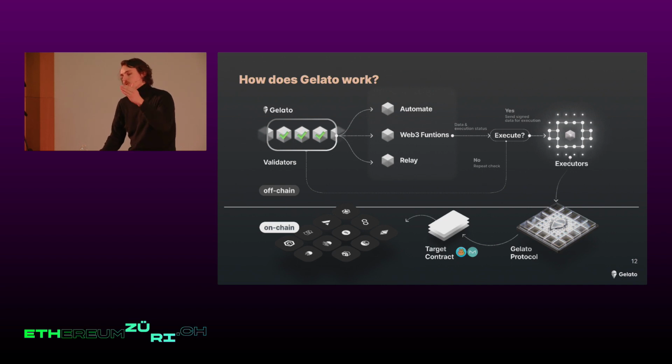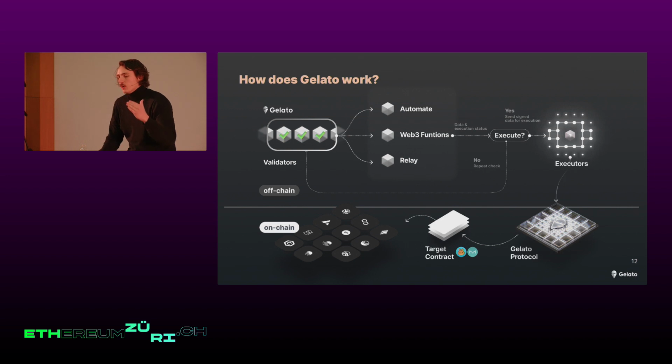And then they can choose which of these services they want to run. They can run an automation service, just a transaction relaying service, or a Web3 function service. It's a microservices-based system, so you can opt in to what you want to do. But if you want to maximize your revenue, you basically want to run all of them because it provides you with the most work.